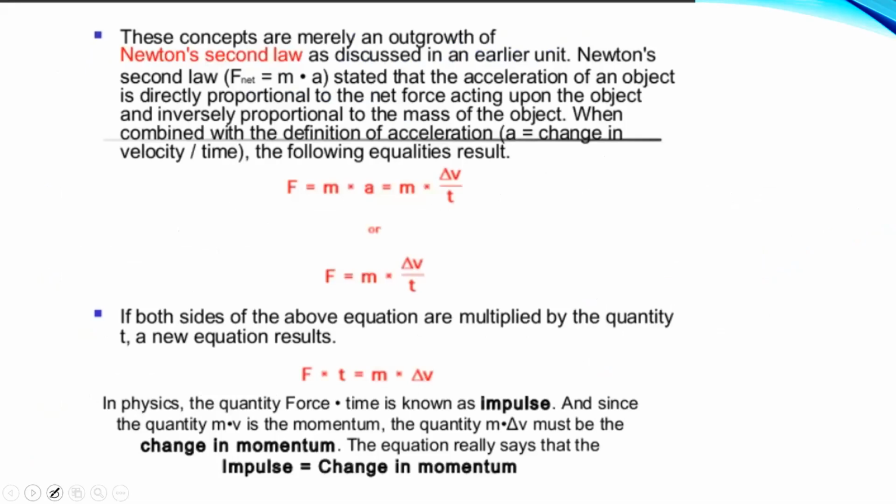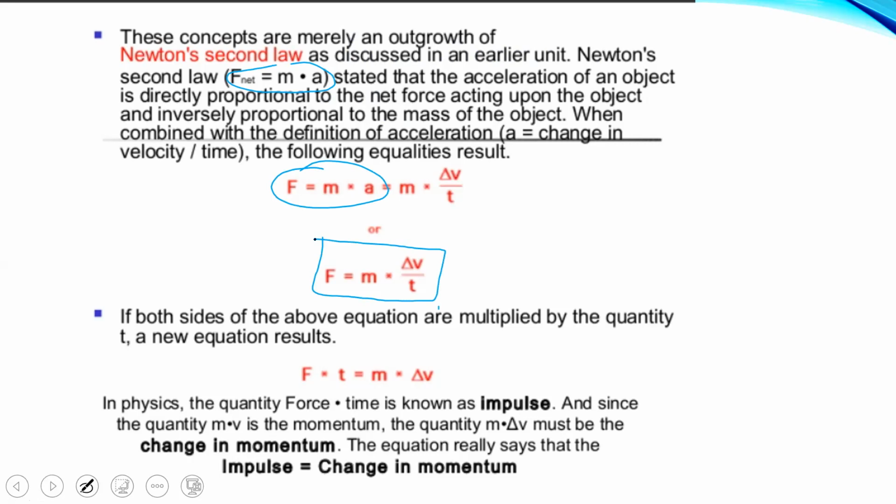Now let's see, or I will repeat it. From where do they bring this formula? These concepts are merely an outgrowth of Newton's second law as discussed in an earlier unit. Newton's second law, which is F = ma, you know what Newton's second law says. So F is m times a, and we know it before, we can write it as m times delta v over delta t. This is how we can write Newton's second law in another formula.